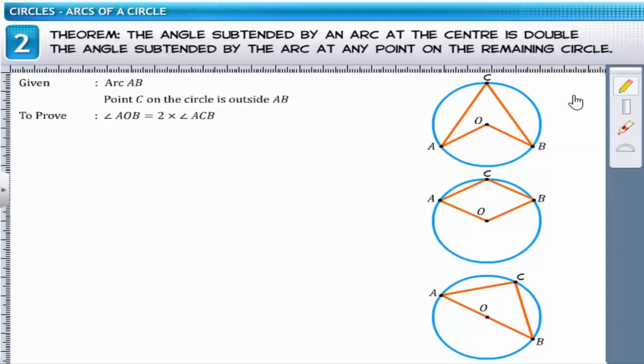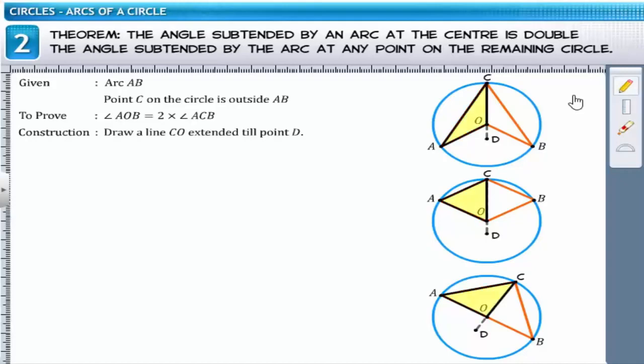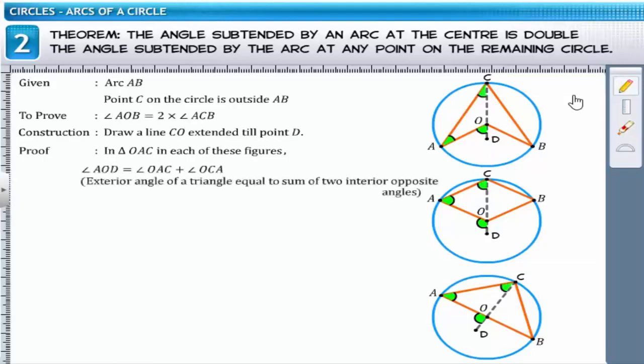Before we start with the proof, consider a line joining point C to the center O and extend it to a point D within the circle. Consider triangle OAC in each of these figures. In each case, angle AOD is the exterior angle of triangle OAC. Since the exterior angle of a triangle is equal to the sum of its interior opposite angles, angle AOD is equal to angle OAC plus angle OCA.